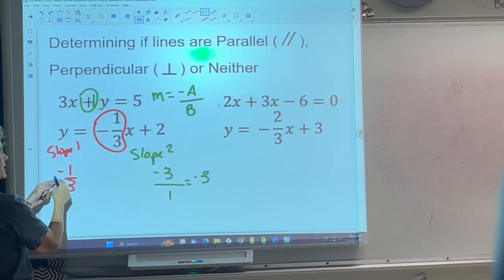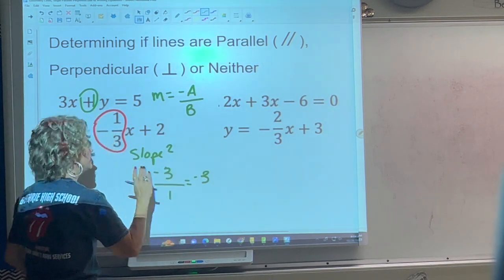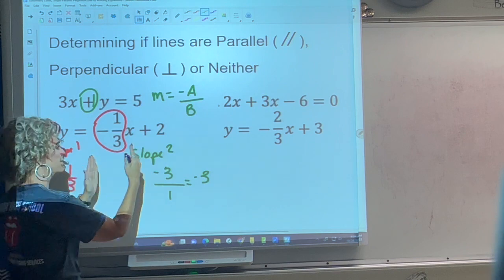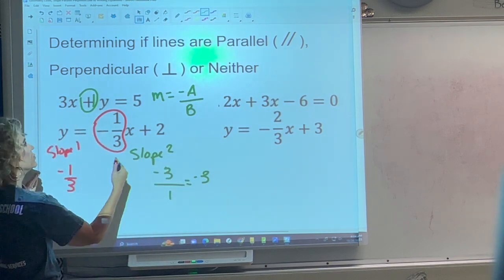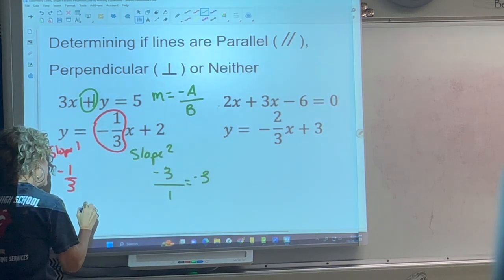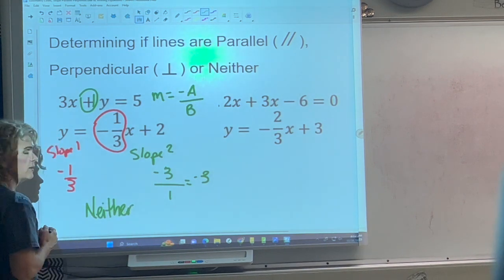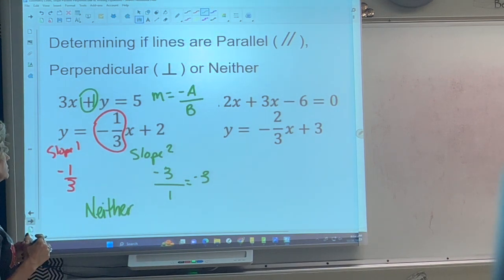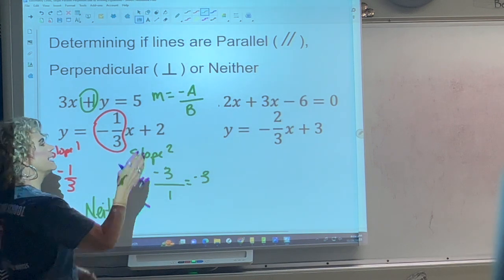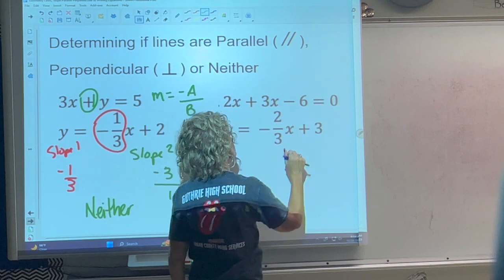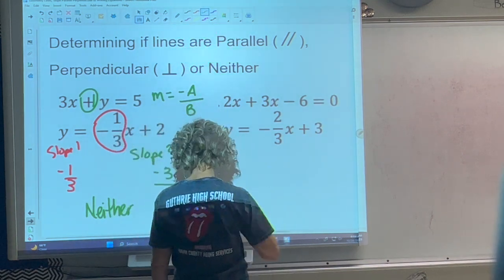Ooh, that's a negative. That's a negative. These would not be parallel or perpendicular. In order to be parallel, they have to be the same. These are not the same. So this set of lines would be neither. They are neither parallel nor perpendicular. Okay? Man, they did it to us over here as well. I have one in standard form, and I have one in slope-intercept form.